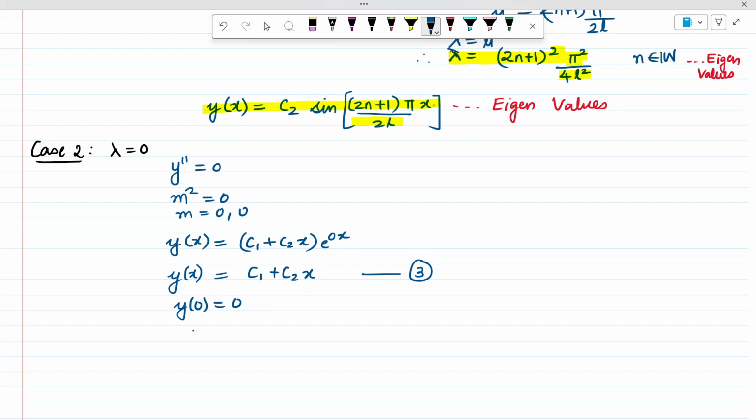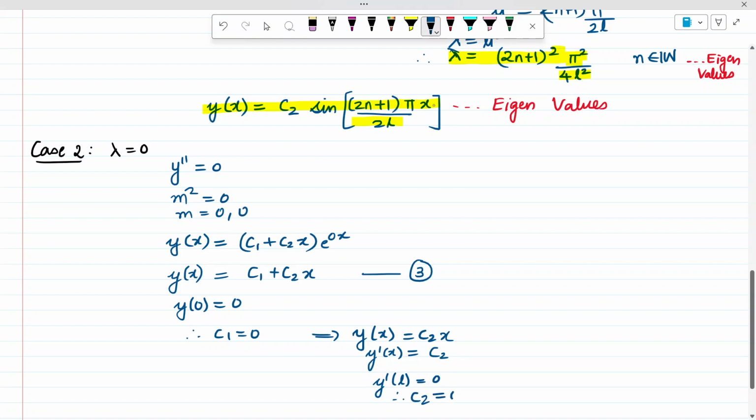So when you put 0 in place of x, c1 equal to 0 will come, which implies y of x is only left with c2x. Y of x is left with c2x. Okay, now calculate y dash. So c2 will remain there. Y dash at L is given to you as 0. So the value of c2 also becomes 0.